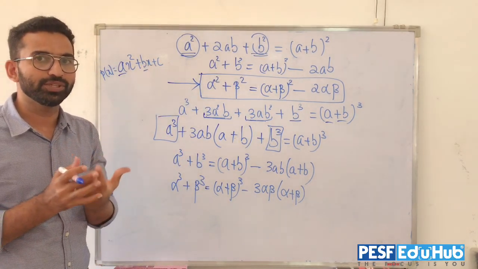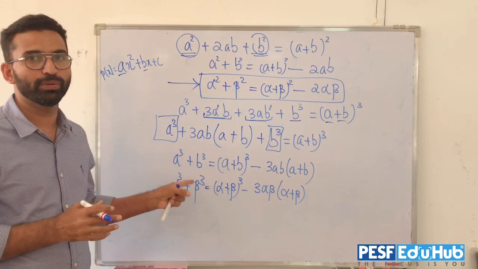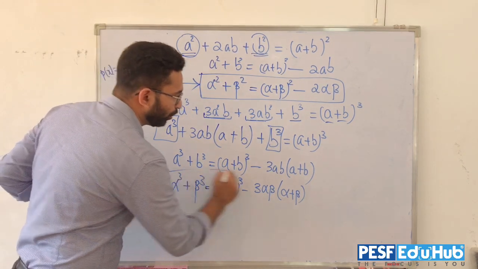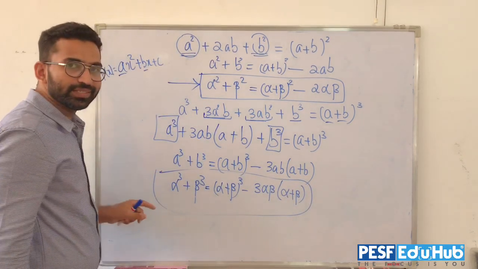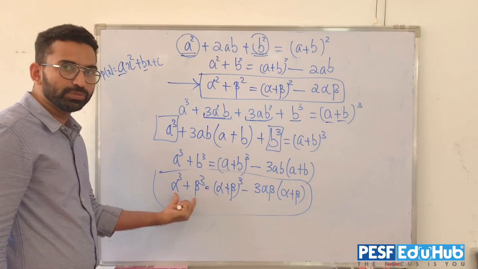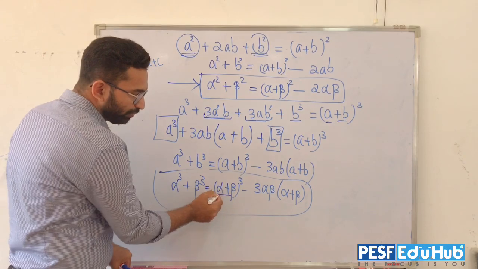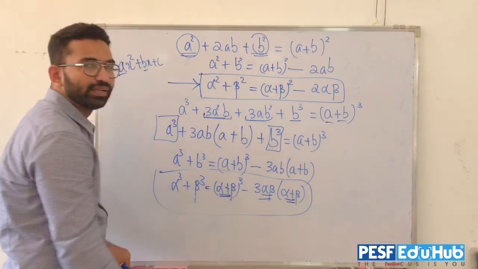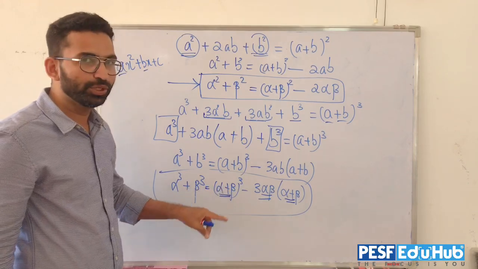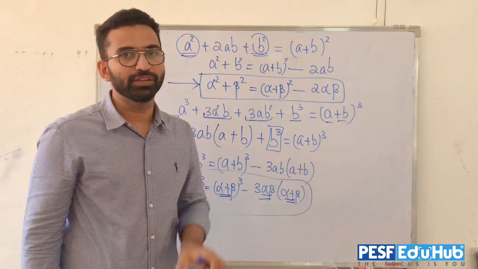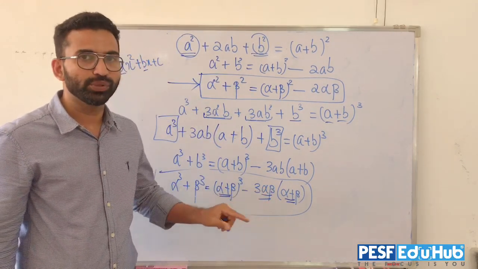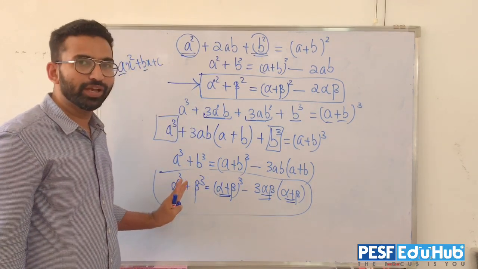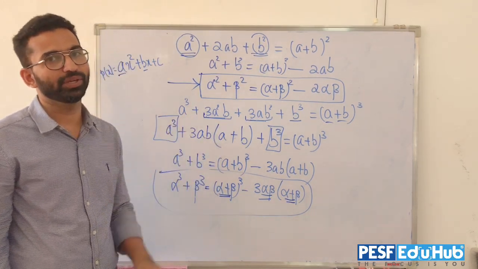They will be simply asking you what is the value of alpha cube plus beta cube. So in order to calculate this value, we should know this formula. Why? Because this is the connection between alpha cube plus beta cube in terms of alpha plus beta and alpha beta. Alpha plus beta you can directly calculate from the given question. Alpha beta also you can directly calculate from the given question. Then you can calculate the value of alpha cube plus beta cube.